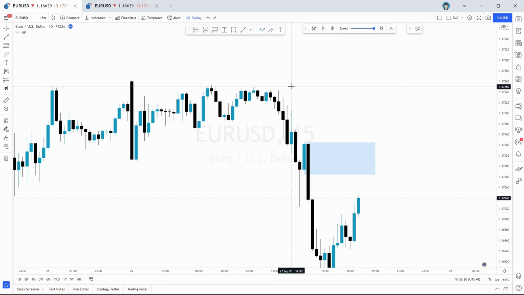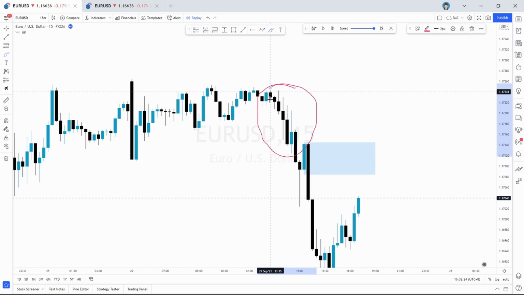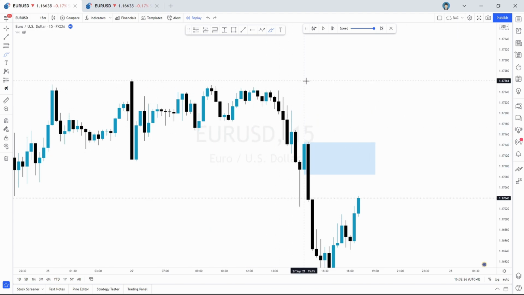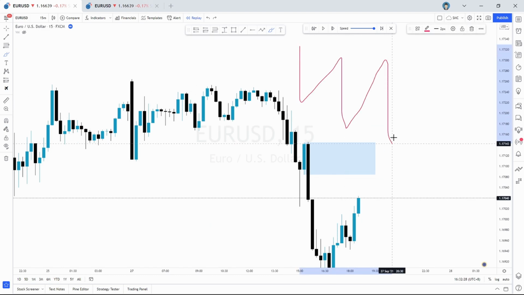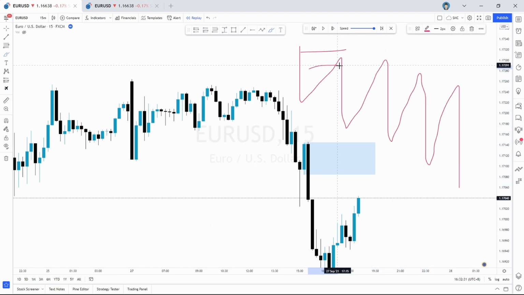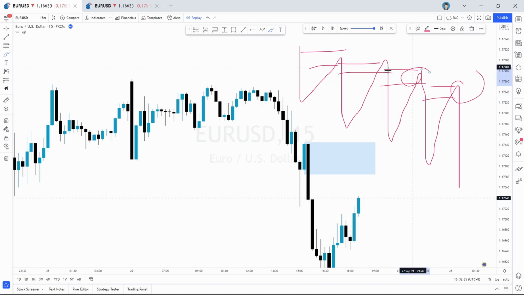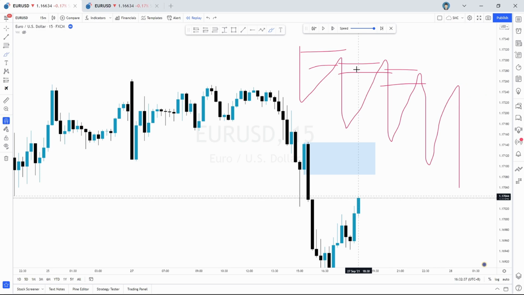doing that. So technically right now we call this a mitigated zone or a fair value zone, since price just keeps mitigating those OBs. OB here, OB here, OB here, OB here. As you can see, price keeps going up to those OBs to mitigate them.